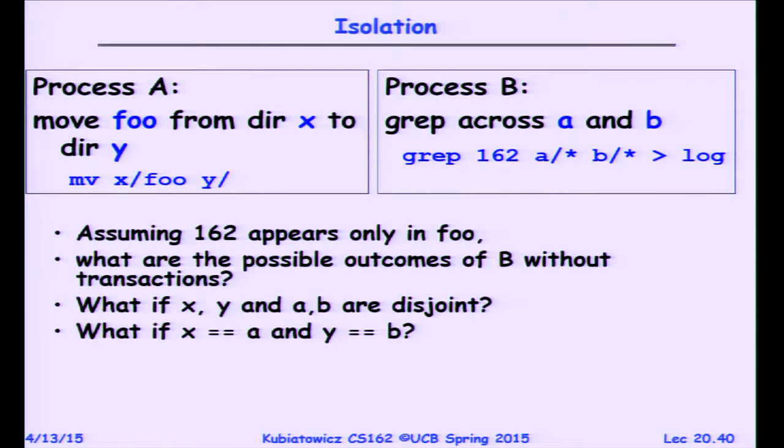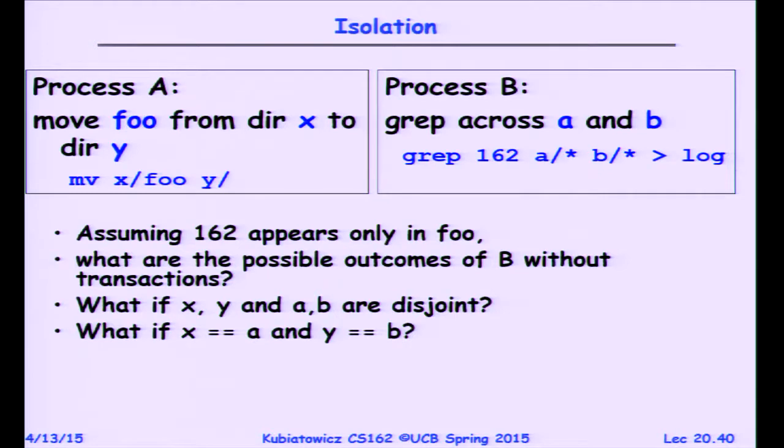It could find 2, right? Because it could be grepping in directory X, find it, and then A moves it, and then it finds it in Y, right? Or it could find only one of them, right? Because it actually is interleaved in a way that works properly. Could it find 0 of them?